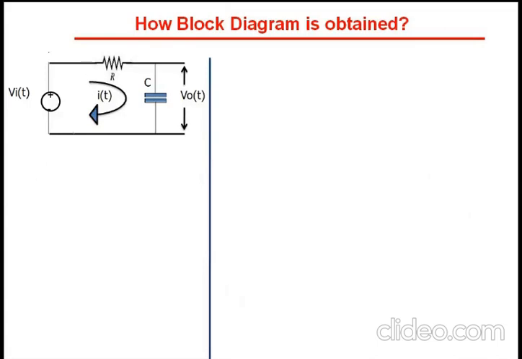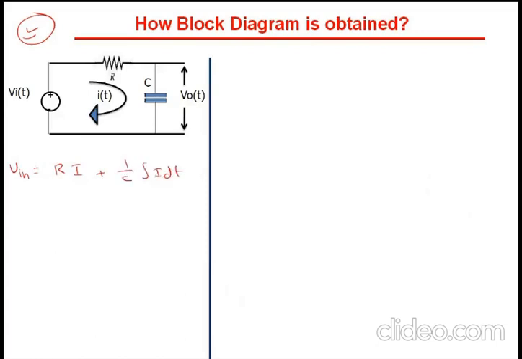Now to explain this, let me consider this simple electrical circuit. If you observe this circuit and write the differential equations, as I already told you, the block diagram comes from differential equations. But how it comes, I will tell you in these 5 minutes. So V in of t is equal to R into I plus 1 by C into integration of I dt.